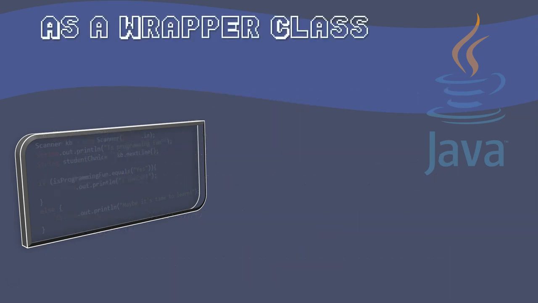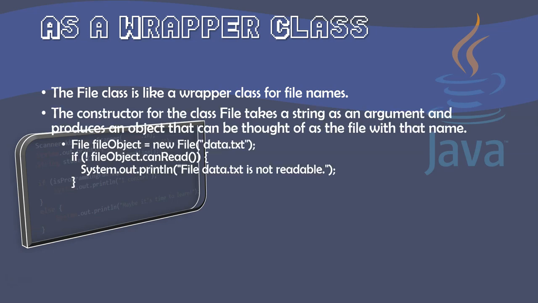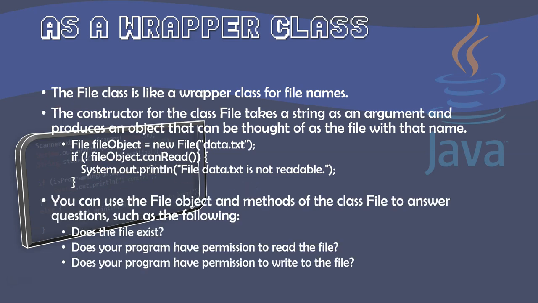Now, you can think of the File class as a wrapper class. So what does this mean? Well, that means it's a wrapper class for file names. The constructor for the class File takes a string as an argument and produces an object that can be thought of as a file with a name. So if we look here, we have file object equals new File data.txt, and it checks whether the file object can be read, and if it cannot be read, it's going to say that it's not readable. You can use the file object and methods of the class File to answer questions such as, does the file exist? Does your program have permission to read that file? Does your program have permission to write to the file?